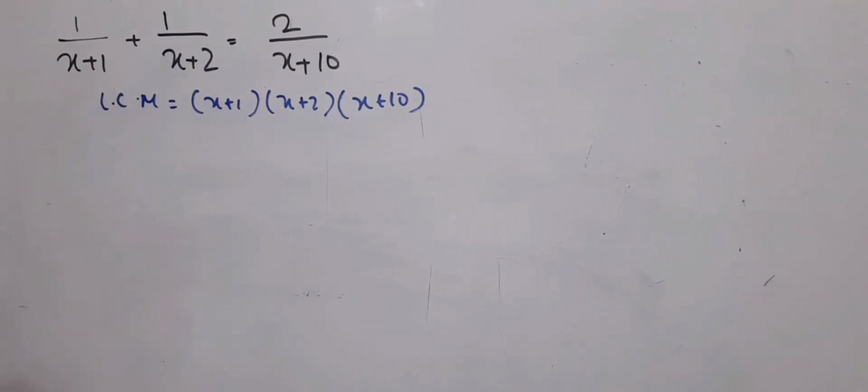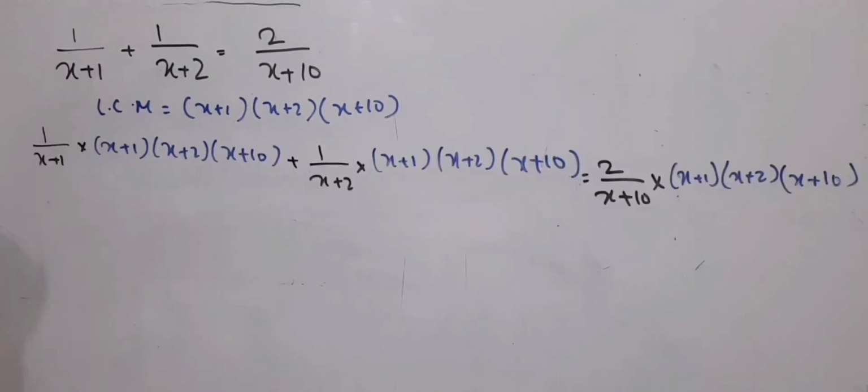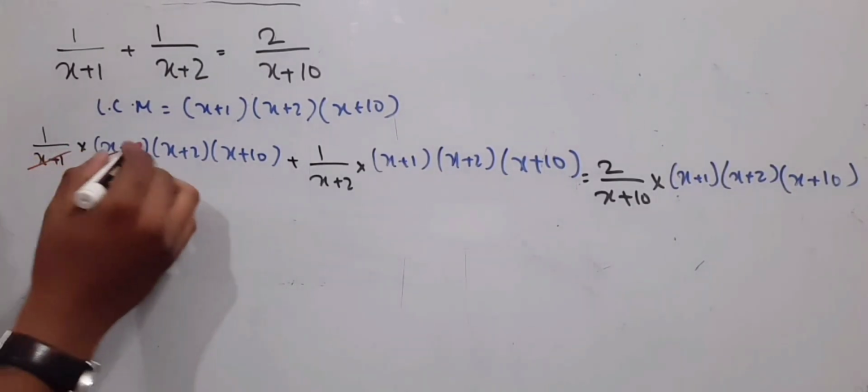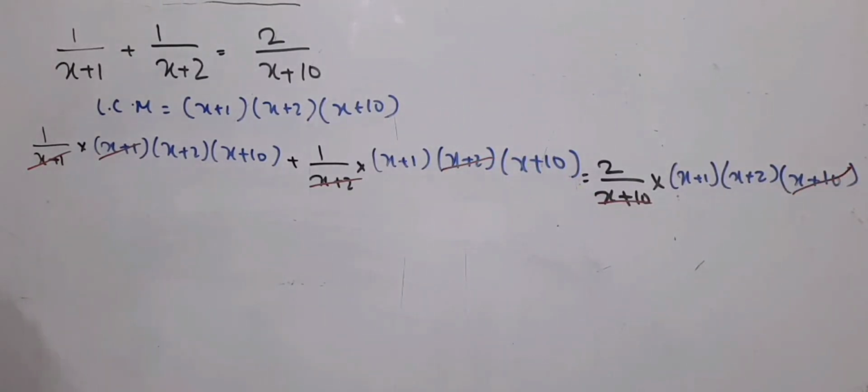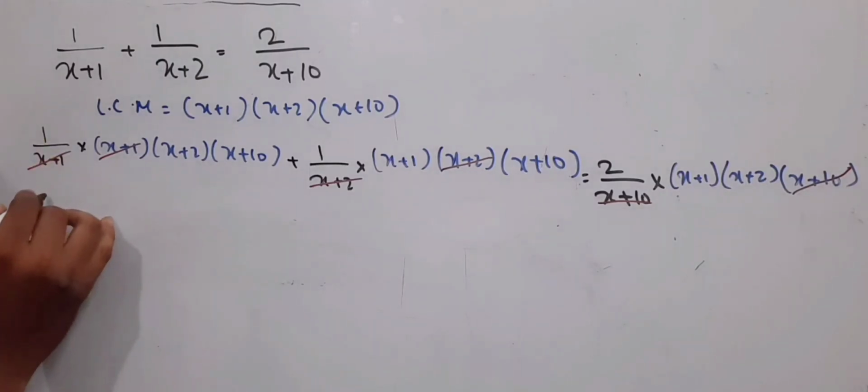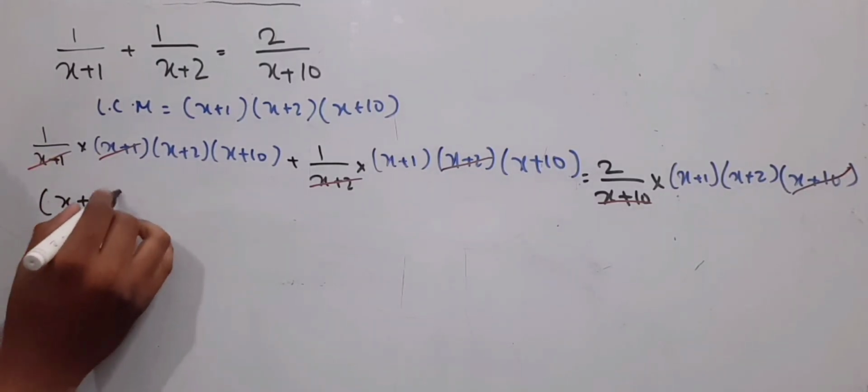After this, you know what you do: you have to multiply everything on all the sides. Let me write this one. After that you have to remove what is the same, one common. Done. So whatever is left, write and multiply. What is left in this one? Here x plus 2 is left and x plus 10.